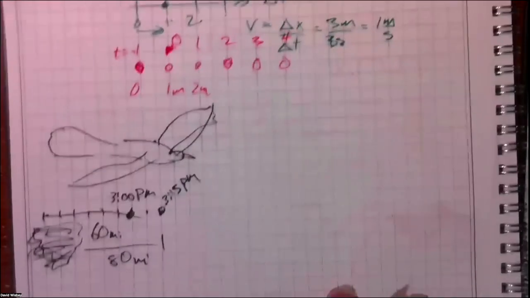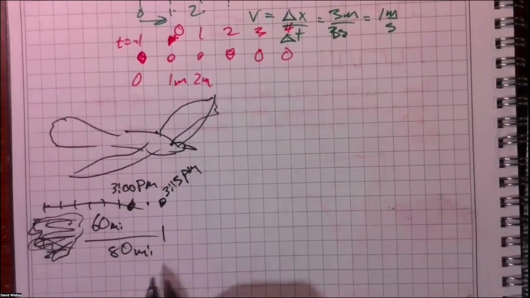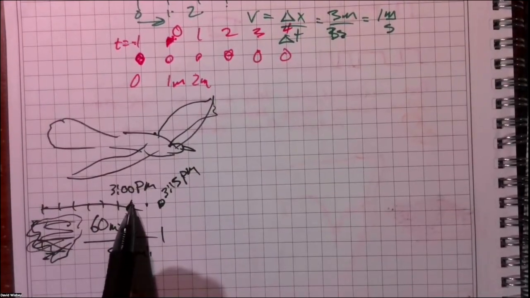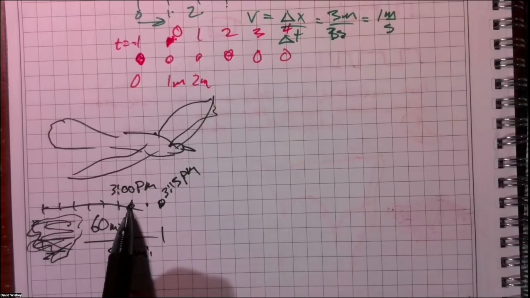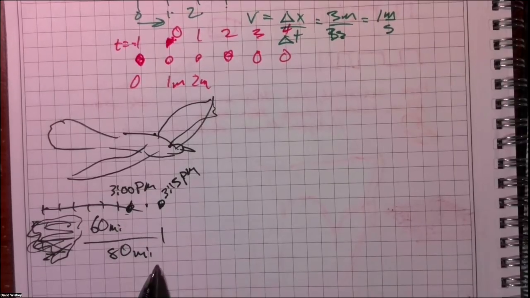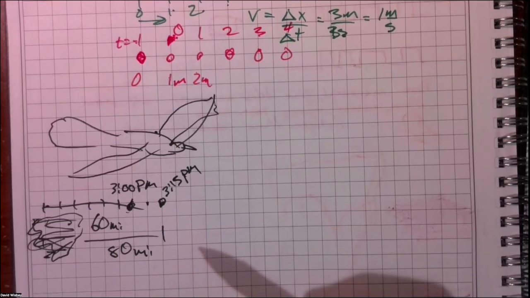Albatross. Oh, you can't see it. Oh my gosh. Okay. So at 3 p.m., Mr. Albatross was 60 miles east, and at 3:15, he was 80 miles east. What is its velocity?